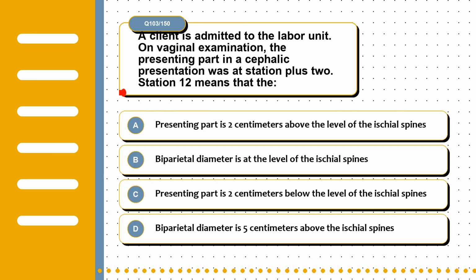Question 103. A client is admitted to the labor unit. On vaginal examination, the presenting part in a cephalic presentation was at station +2. Station +2 means that the: Option A, presenting part is 2 cm above the level of the ischial spines. Option B, biparietal diameter is at the level of the ischial spines. Option C, presenting part is 2 cm below the level of the ischial spines. Option D, biparietal diameter is 5 cm above the ischial spines.